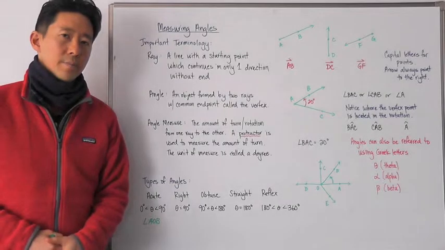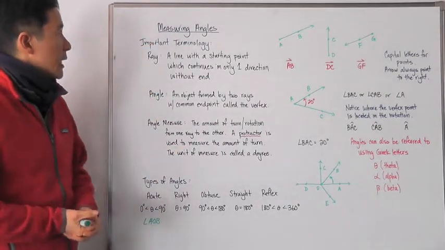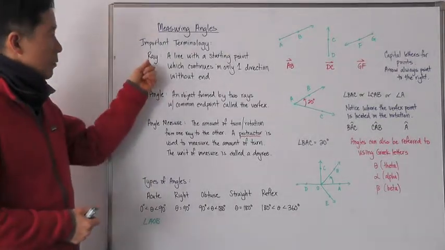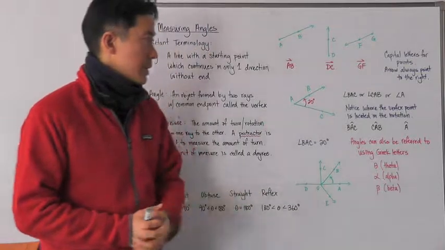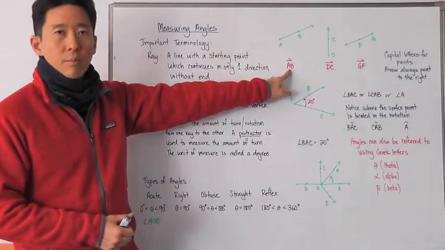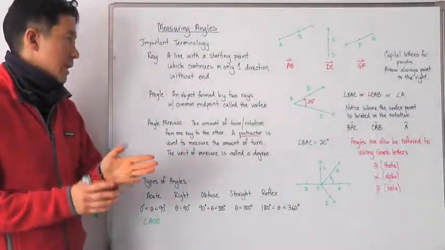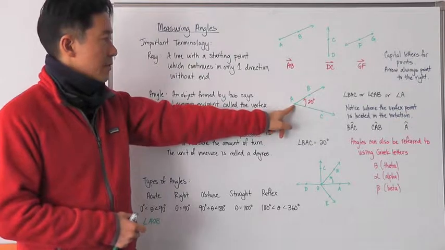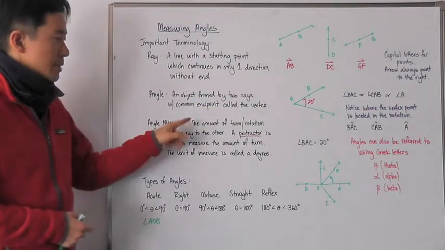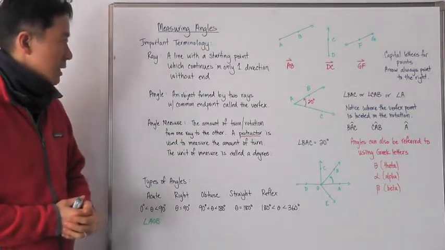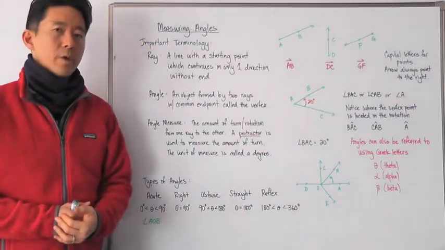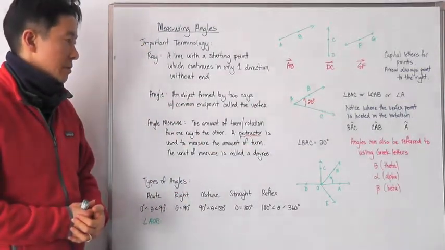Okay, so let's wrap up. Again, make sure that we understand the important terminology regarding angles. We have a ray, and remember we have capital letters for points. The arrow is always pointing to the right, and this value is always going to be the starting point. Once we have two rays put together with a common endpoint, which is called the vertex, we create what is called an angle, and then we use a protractor to measure the amount of turn or rotation, and we use the unit of measure called degrees to represent that amount of turn or rotation.